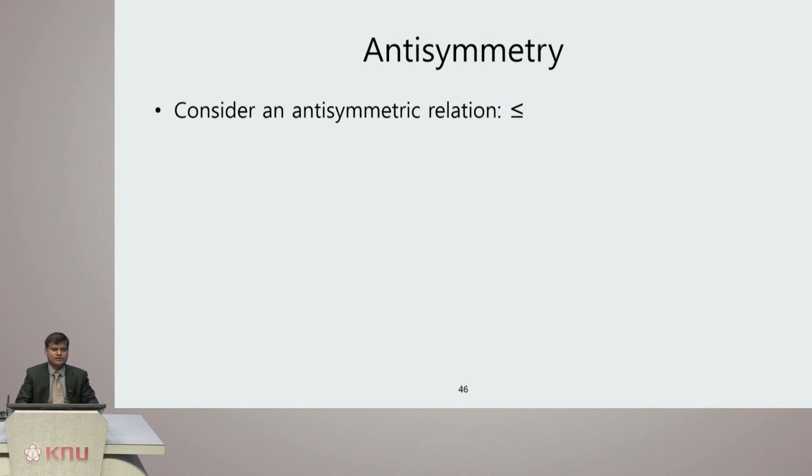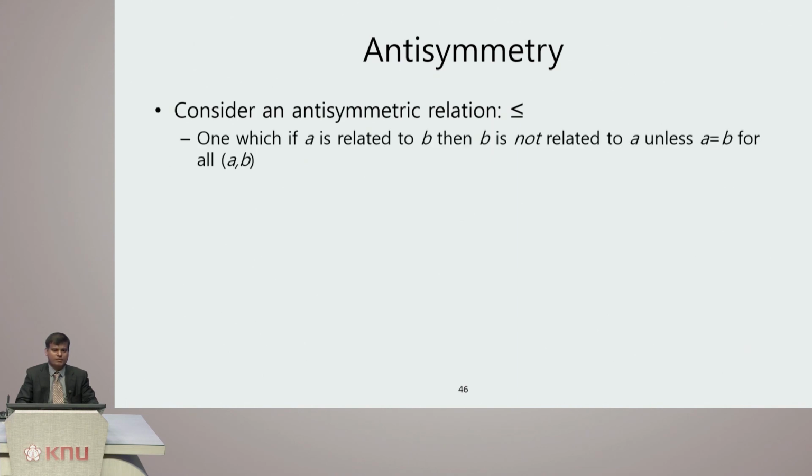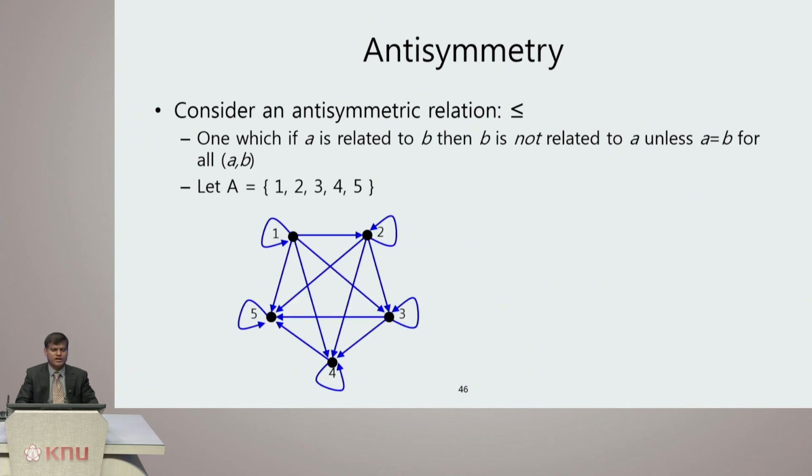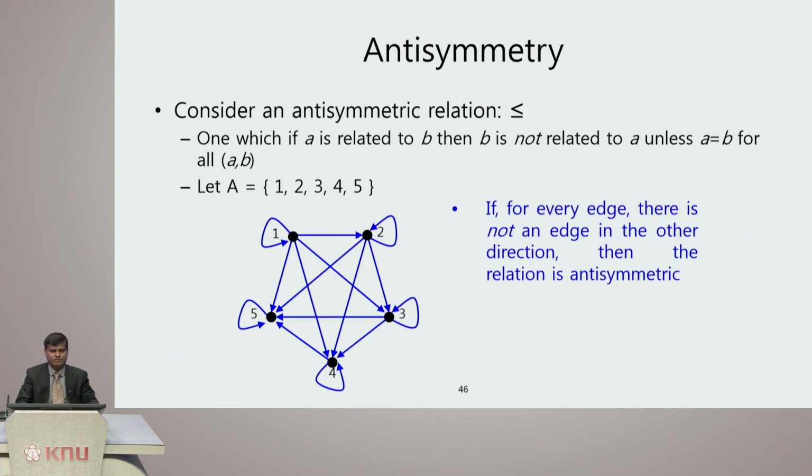Antisymmetry: if A is related to B, then B is not related to A unless A is equal to B. So let's say here, if 1 is related to 2, then 2 is not related to 1, unless 1 is equal to 2. So that kind of relationship. If for every edge there is not an edge in the other direction, then the relation is antisymmetric.